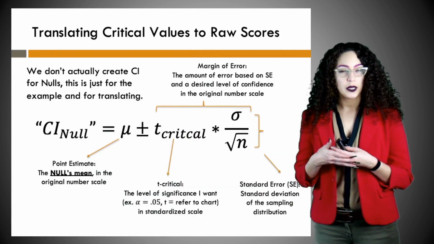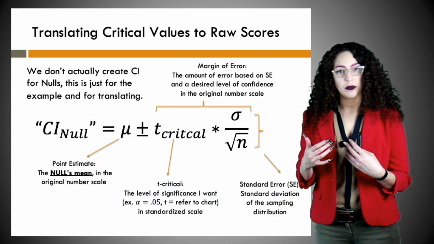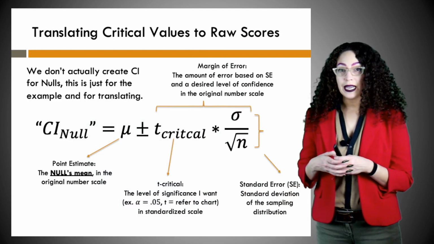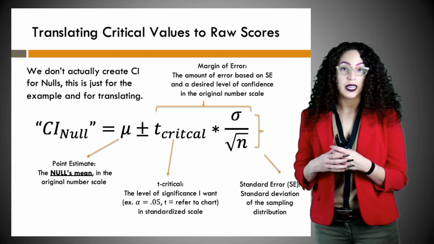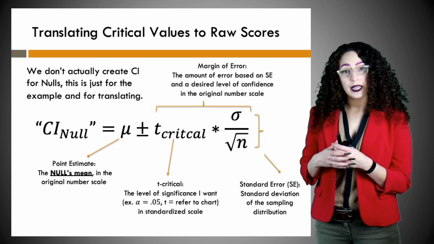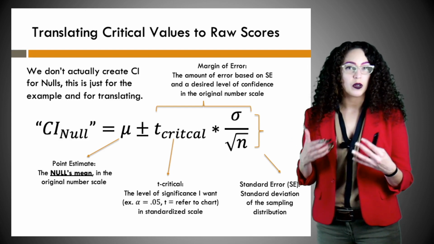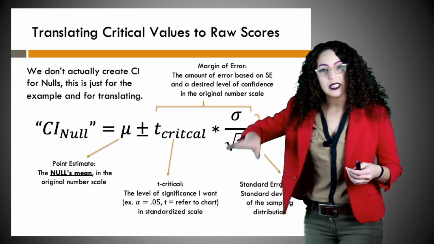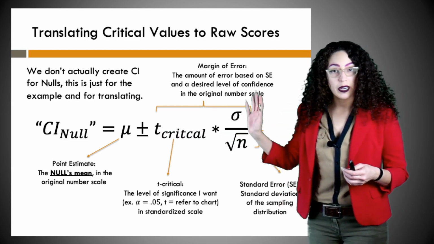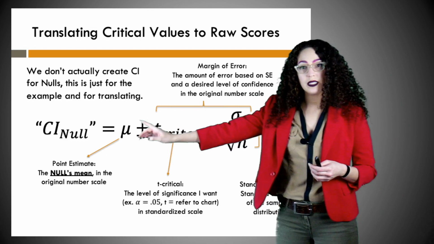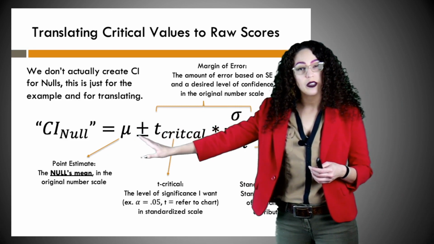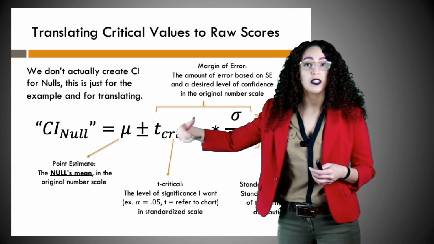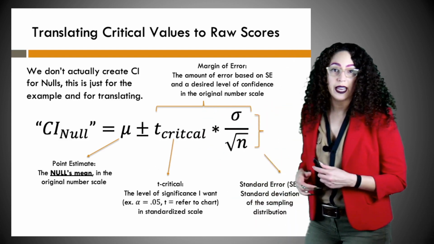So here is how you translate those critical values back into the raw numbers. Instead of creating the confidence interval around the mean that you went out and collected, around your sample, we instead are going to make a confidence interval for our null. Everything here is exactly the same as our regular confidence interval equation. The only thing that's now different is that instead of using the point estimate, we are going to be using the null value, whatever value it is that you're testing against.